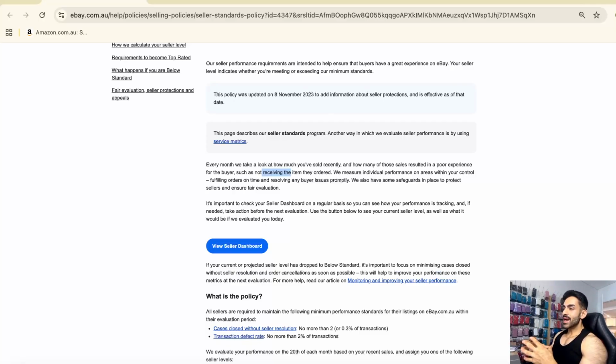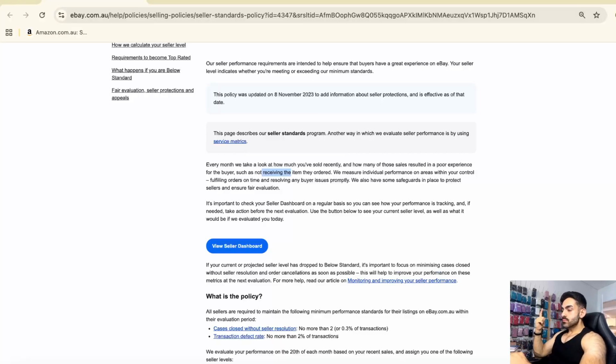So they want to be as fair as they could possibly be, but I would say in 90% of the cases, they'll be on the side of the buyer because they're the one with the money. In 10% of the cases, they're going to be on the side of the sellers, because you are the people that allow the buyers to come and shop on there.